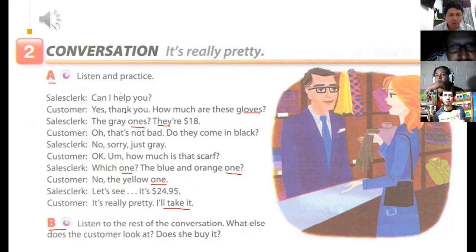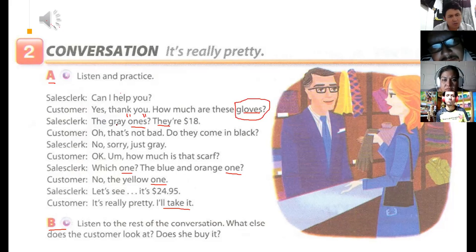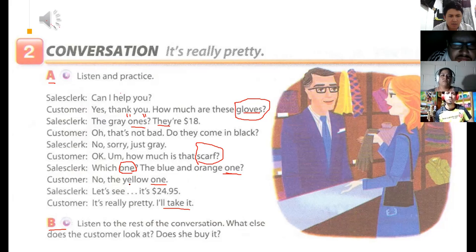But in English, para reemplazar el objeto o la persona que ya se mencionó, utilizamos ones, si es plural, and then we use one if it's singular. Why? We have two items. You have gloves, the gray ones, los grises, $18, right? And then you go below, all right? How much is the scarf, la bufanda, right? Scarf. And then which one, cuál? Which one? ¿Cuál bufanda? Okay? And then the sales clerk says the blue and the orange one, ¿verdad? La que es azul y es anaranjada, right? The blue and the orange one. And then the customer says, no, no, no, the yellow one, ¿verdad? La amarilla, ¿verdad? The yellow one, okay? One, it's talking about the scarf, right? That's what you're talking about there.